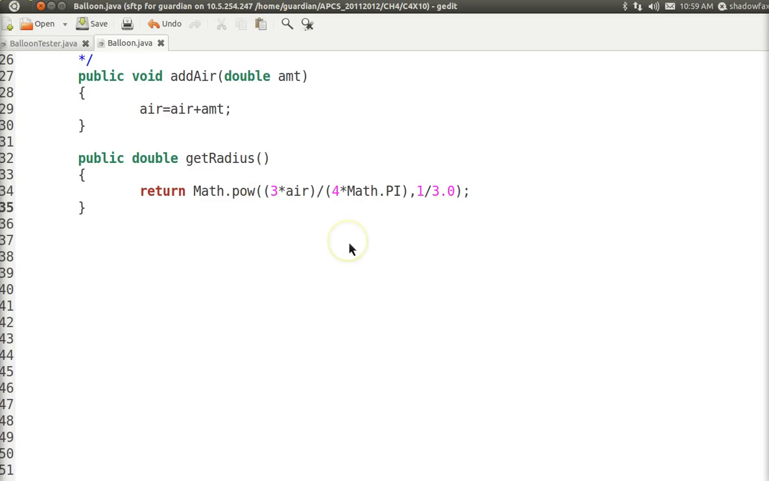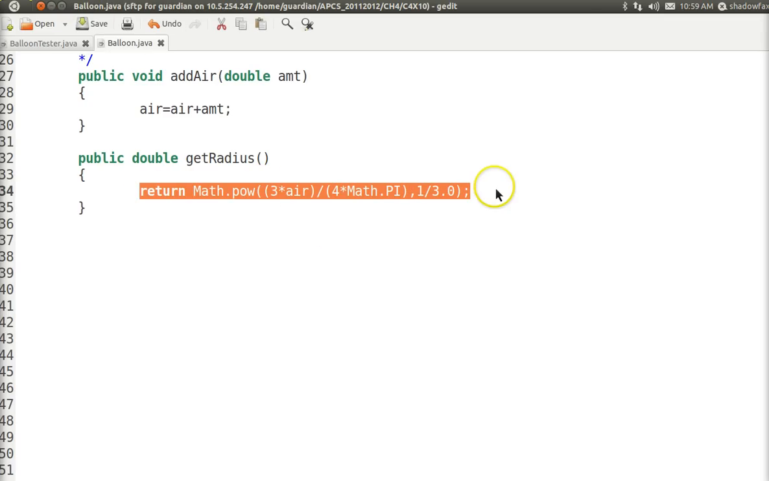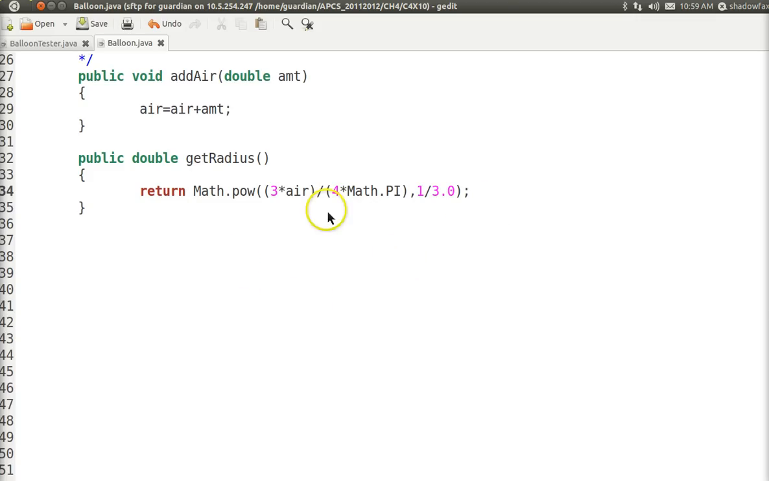Are you ready? Okay, here we go. This is all we wrote. You got it? That's all she wrote. The cube root of 3 times the volume divided by 4 times pi. That's all we got to do. All right, so let's do it.